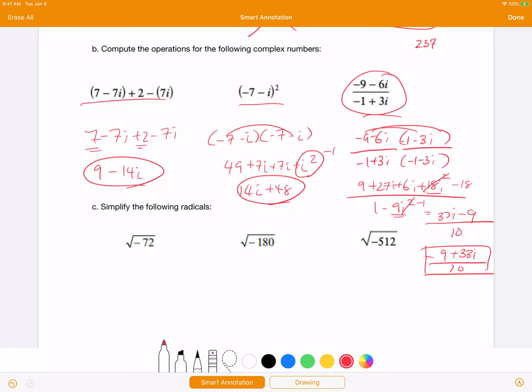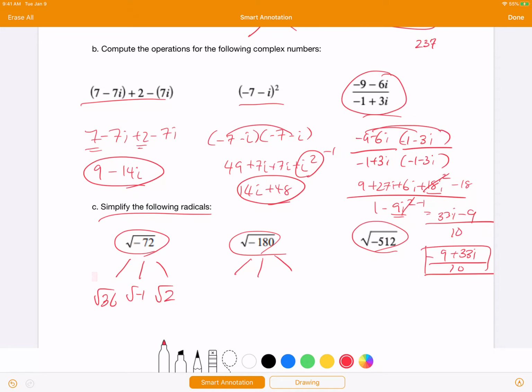All right, next questions. Simplify the following radicals. This and this and this. This here would be, oh, not 3, because I can divide this in 2. Square root of 36, square root of -1, square root of 2. This one, let's see, what would we have? Square root of 36 once again, square root of -1, square root of 5. This one here, I believe, let's see, if we do 2 square root of 256, square root of -1, square root of 2, I believe that's going to do the deed.